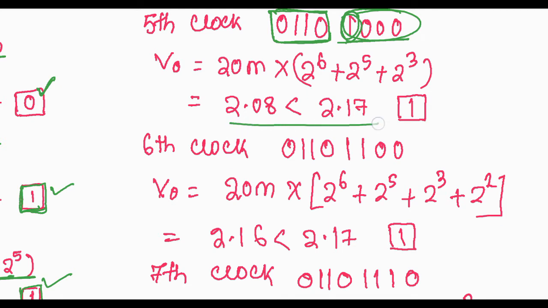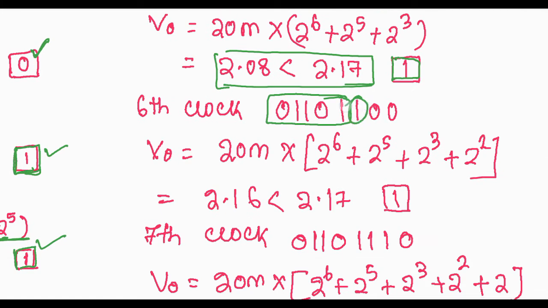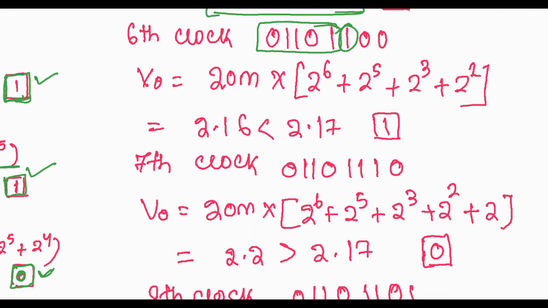As this is smaller, this will be 1, and in the next part these 5 terms are constant, and we have to check for this term. This one is 20 milli into 2 to the power 6 plus 2 to the power 5 plus 2 to the power 3 plus 2 to the power 2. So this results in 2.16, which is smaller than 2.17, the analog input given in the question. As this is smaller, this one will be retained, and this will be 1. So now all these things are constant output.